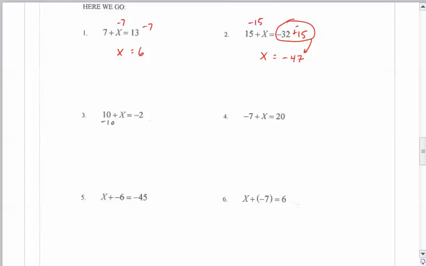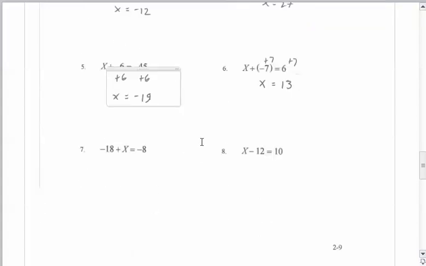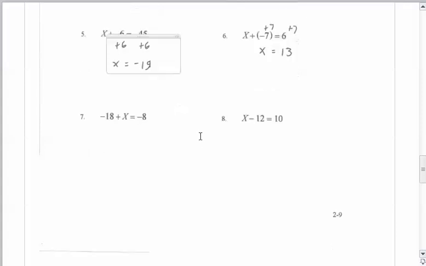All right, let's take a look at these next 4. I'm going to subtract 10, and x is negative 12. I'm going to add 7 and 7, and x is 27. I'm going to add 7, and that's 13. I'm going to add 6, and that's negative 19. Now, what I haven't shown you yet is what happens if I have a negative variable, but I'm not going to get into that yet. That's in the multiply and divide.